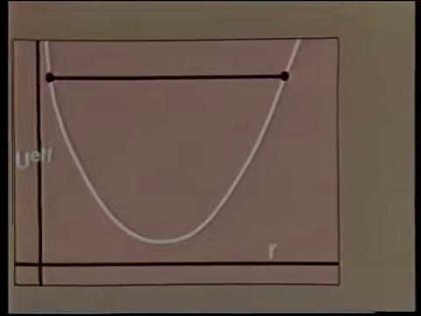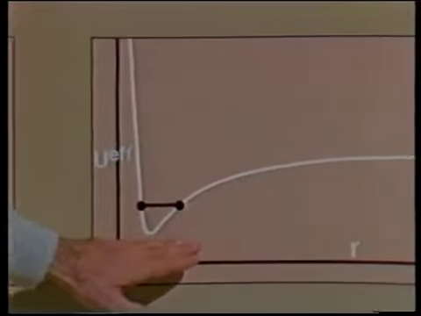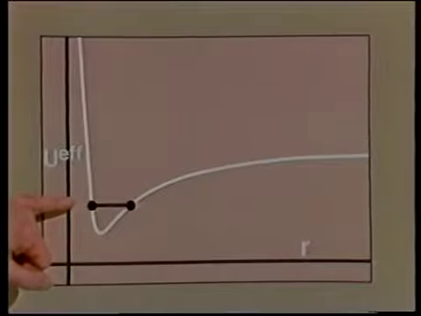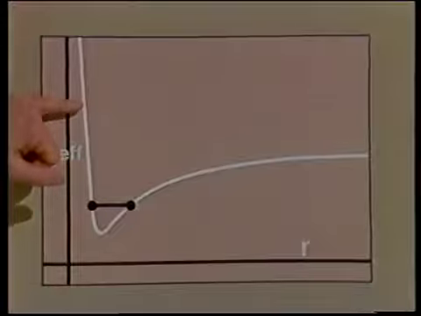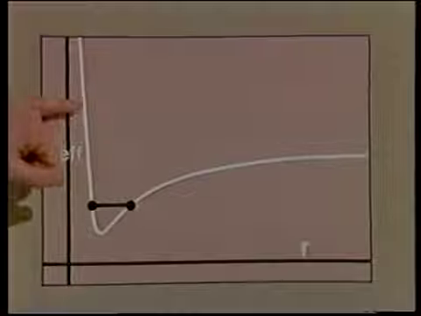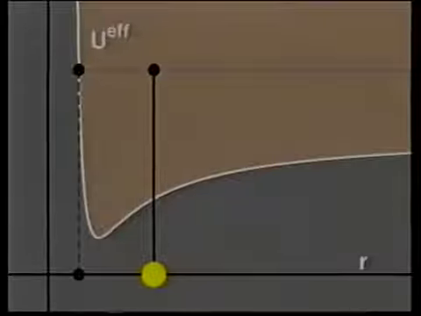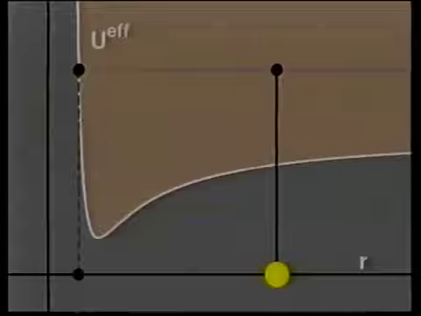But what happens if the graph is like this? Down here, the motion has two turning points and the path is bound as before. What about up here? What happens if the total energy is as large as this? Well, here's the graph of U effective again. This time, there's only one turning point, and the particle can never get closer to the origin than this. But there's no limit to how far away from the origin it can get.